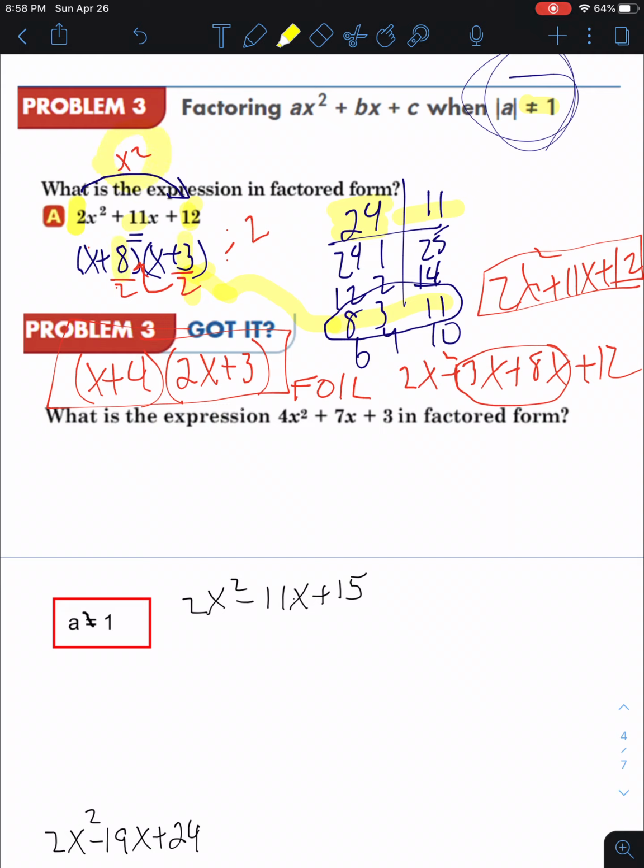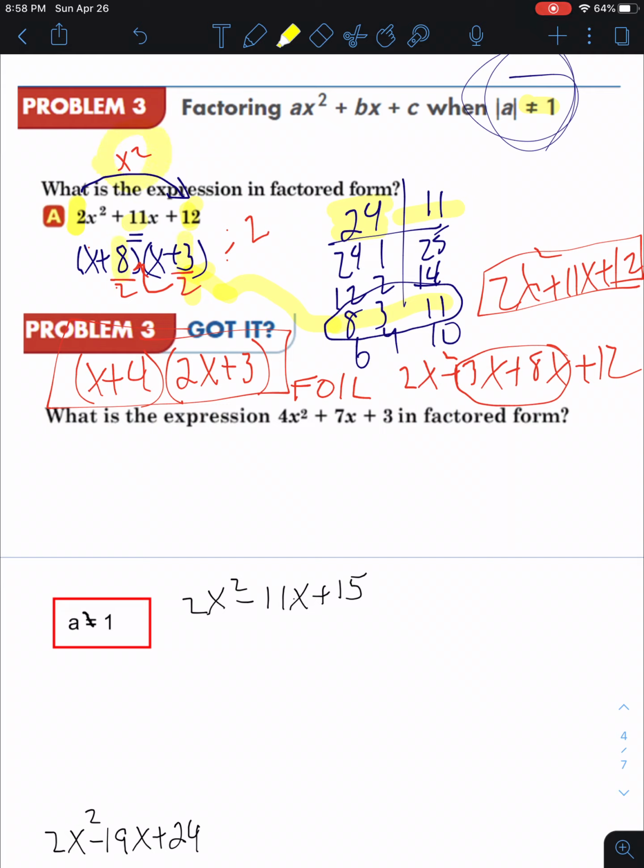I can't explain how this works, but that it works is amazing, and I love it. And it's short, and it's quick, and it's a lot like what we had just done. Let me do a couple more. Okay? So we have another one here, 4x squared plus 7x plus 3.